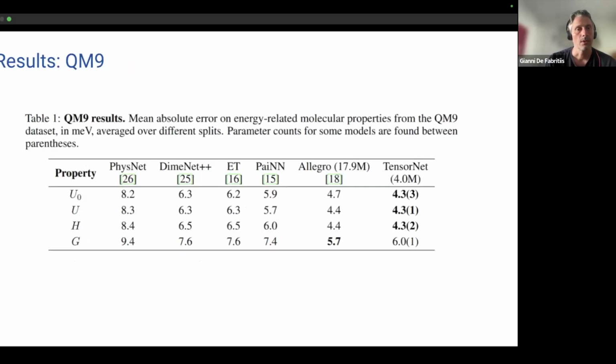And we got this sort of performance. Again, this is the same dataset that I showed you before, QM9. This is in milli electron volts now, not electron volts anymore. And this ET is the paper that I showed you before, the equivariant transformer. We improved on this one, and we're also a little bit faster.